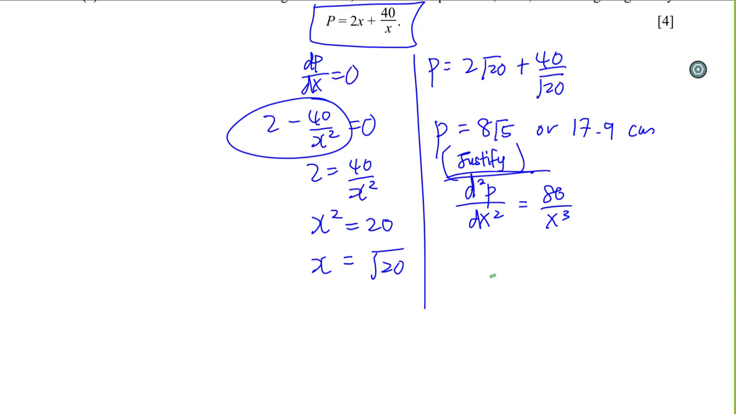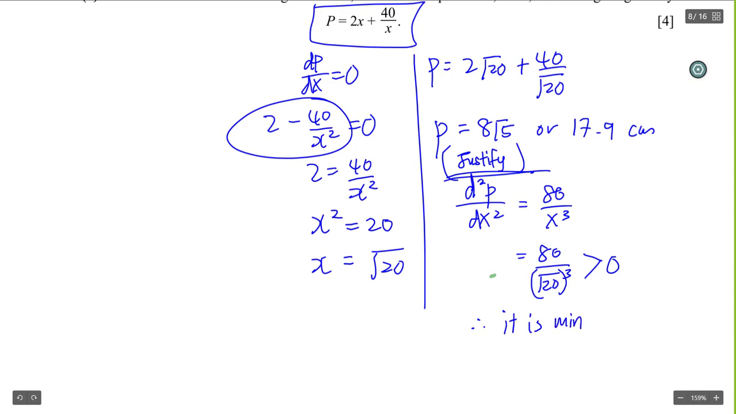Then we will need to sub in our x value. So 80 over square root 20 cubed. This one you can type in the calculator. Definitely it is a positive value, right? So therefore, this is a minimum. Just in case you forget, when the second derivative is bigger than 0, this is a minimum. If you get less than 0, it will be the maximum.